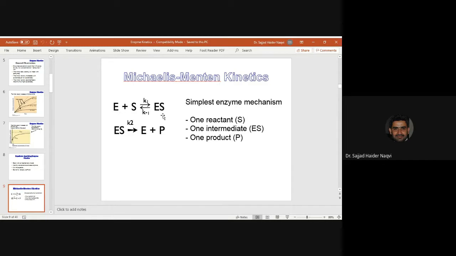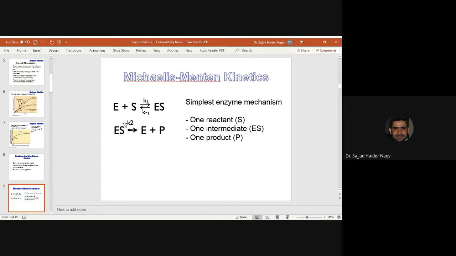So one understanding is that when enzyme is attached to the substrate, it results in the formation of an enzyme substrate complex. And the second important point is that this intermediate can be transformed back to enzyme and substrate as well. So at this stage, we can say the reaction is reversible.